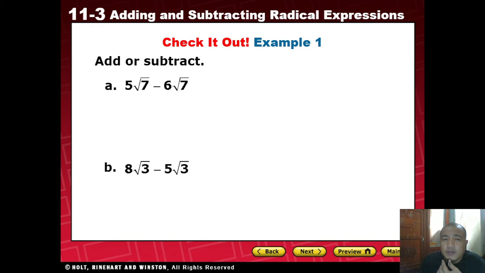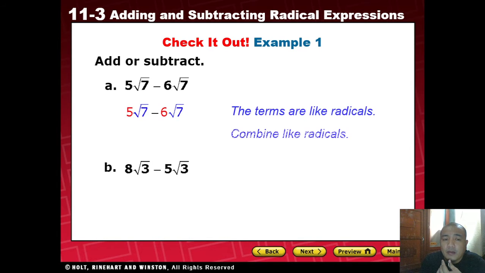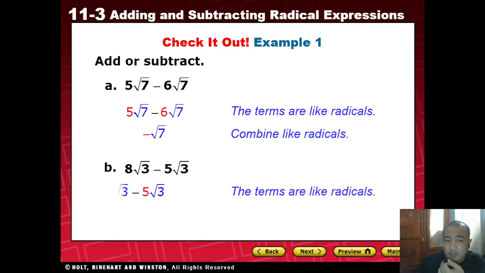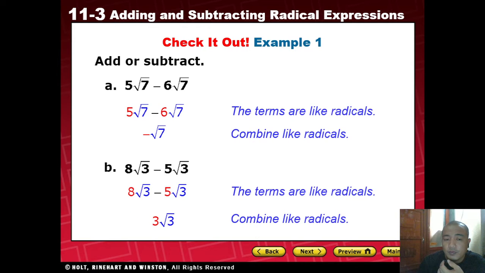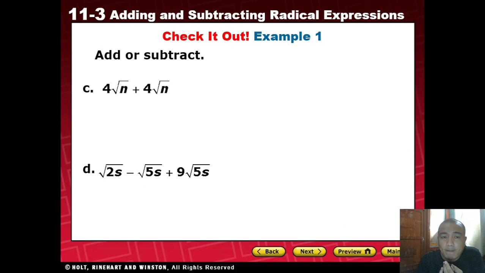Next, add or subtract: 5 square root of 7 minus 6 square root of 7, like radicals. Subtract 5 minus 6, that is negative 1. Negative 1 square root of 7 can simply be written as negative square root of 7. And in letter B, 8 square root of 3 minus 5 square root of 3. Just subtract 8 and 5. That is 3 square root of 3. It's easy, right? It's like adding and subtracting similar terms in algebra.